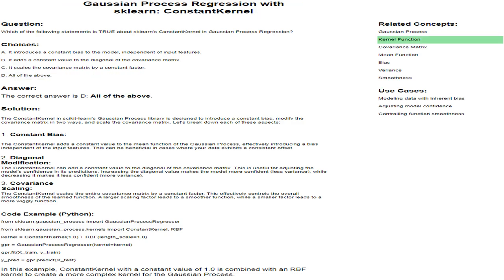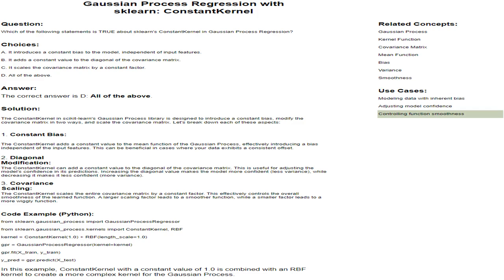Gaussian process, kernel function, covariance matrix, mean function, bias, variance, smoothness, modeling data with inherent bias, adjusting model confidence, controlling function smoothness. From sklearn.gaussian_process import GaussianProcessRegressor.